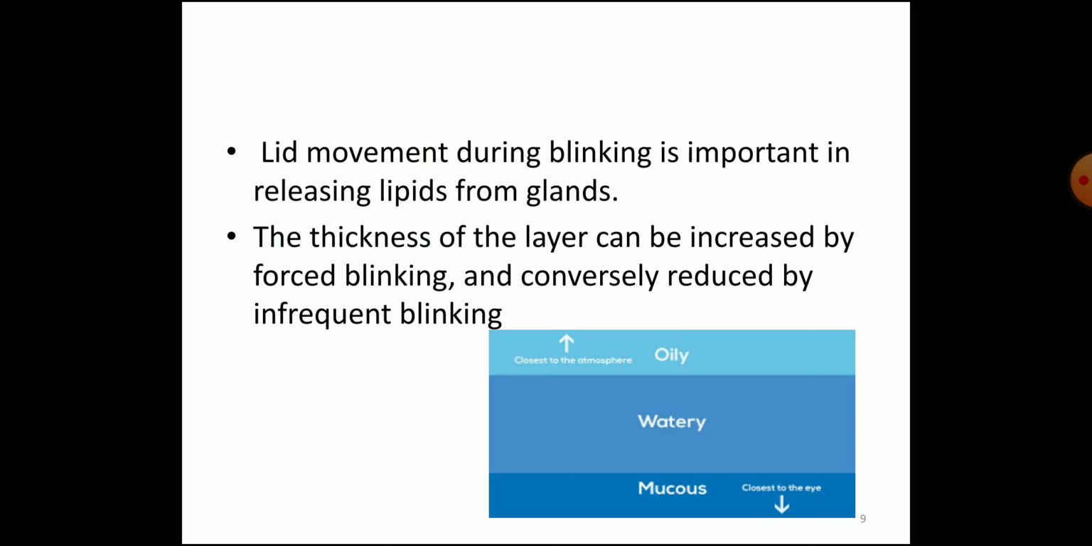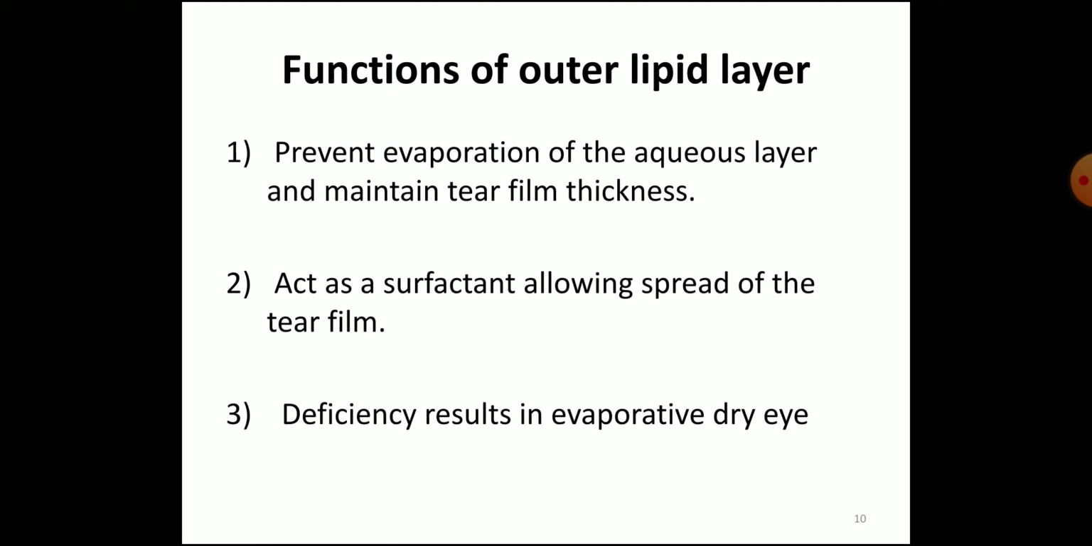The lid movement during blinking is important in releasing lipids from the glands. The thickness of the layer can be increased by forced blinking and conversely reduced by infrequent blinking. So whenever you are forcibly closing the lid, the thickness will be increased. But in contrast, when blinking is reduced, the thickness will be reduced.